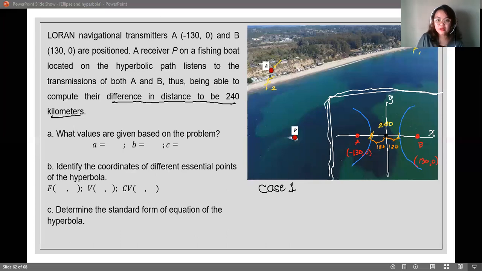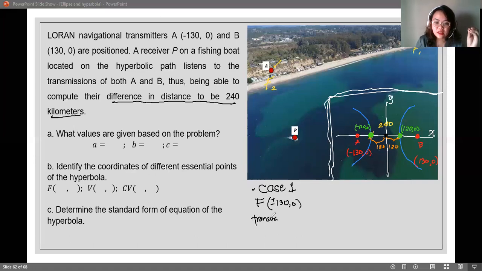So analyzing from these facts, we are now able to identify the vertices here. From 0 to 120, that means this is now 120, 0. And this is -120, 0. Those would be the coordinates, okay? Next, if we have the coordinates of the vertices, let's take note of the other given values that we have. We know that it's case 1, and we also know the coordinates of the foci. Again, for LORAN, where the transmitters are, those serve as your foci. So we have positive, negative 130, 0.